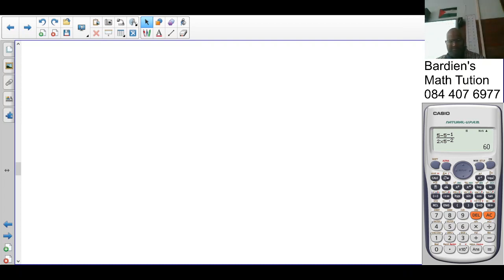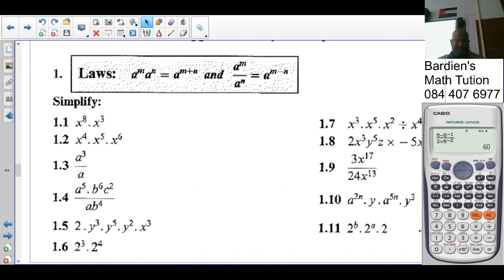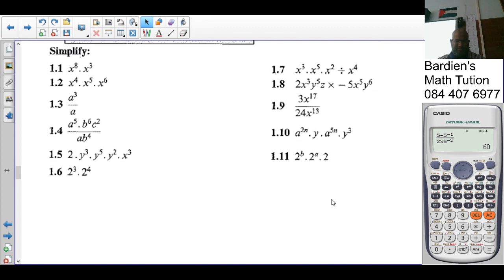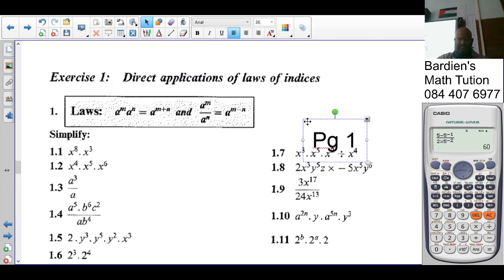So this forms a very important part of algebra, which is the exponents. Okay, everything is important, no? But this is of utmost importance. This is on page 14.